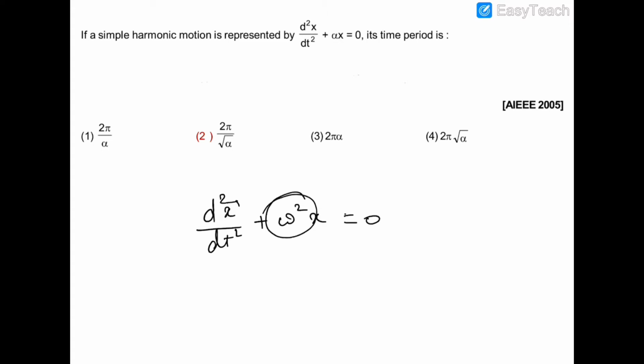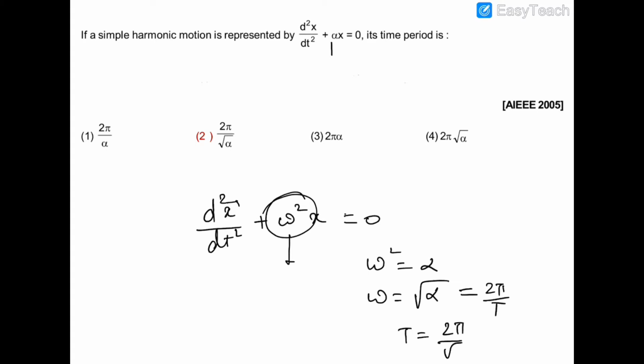So this omega square is compared with alpha, and therefore omega square is equal to alpha. So omega is equal to root of alpha, and omega is 2 pi by T. So T is equal to 2 pi by root alpha. So this is the time period of this SHM, and hence the correct answer is option number 2.